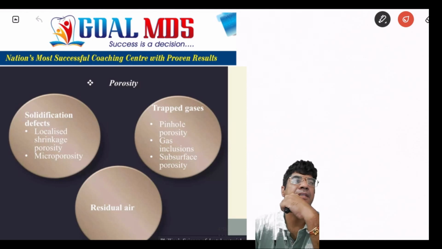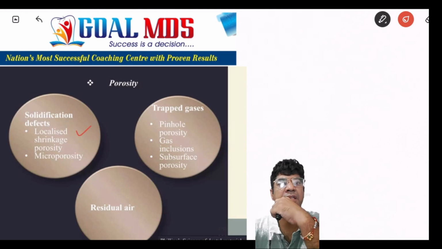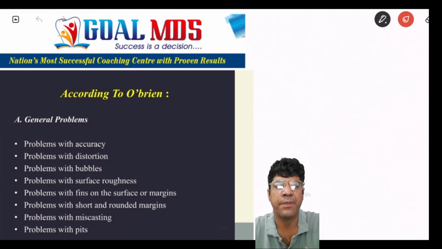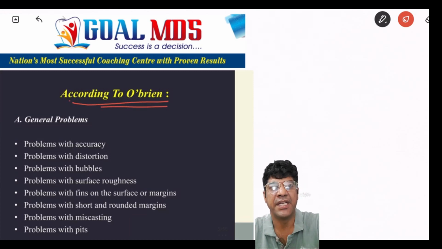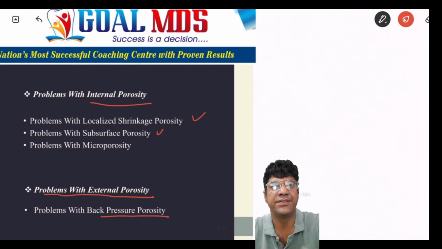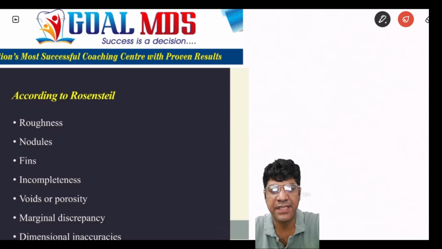There could be porosity like solidification defects or localized shrinkage porosity, which we shall be discussing later on. Microporosity, and porosity due to trapped gases like pinhole porosity, gas inclusions, subsurface porosity, or residual air. We shall be discussing all of them one by one. This classification is according to O'Brien: problems with external porosity like back surface porosity, problems with internal porosity, localized shrinkage porosity, subsurface porosity, and microporosity. Let us discuss them one by one.